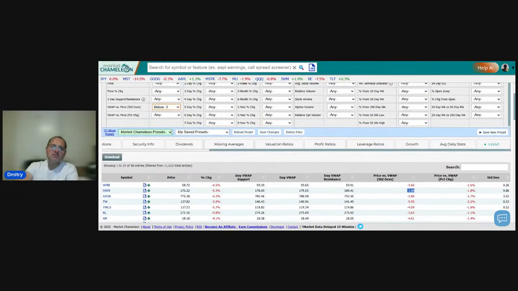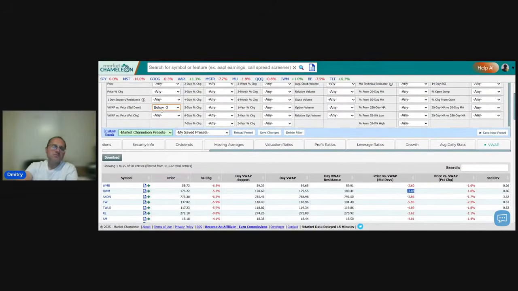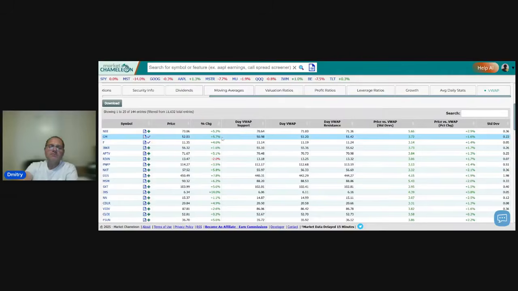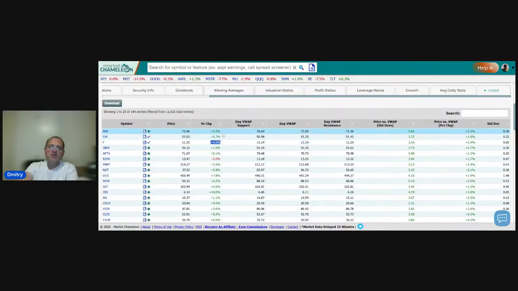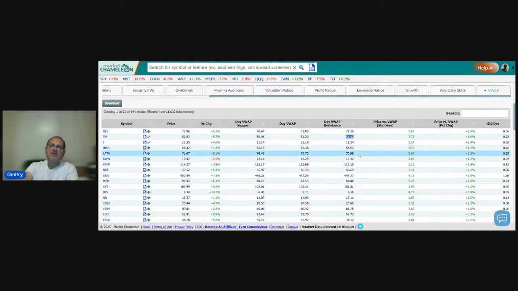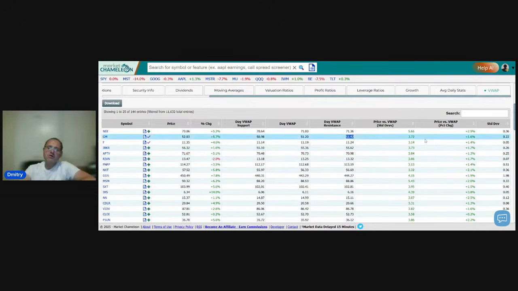To go the other way, we could see something that escaped it to the upside. Let's say above 3 standard deviations. So here we have NEE, GM. You can see they had big percentage moves. The stock, for example, NEE at 73.06, is above its band by 5 standard deviations. General Motors at 52.03 is above the higher end of its expected range by 3.7 standard deviations.